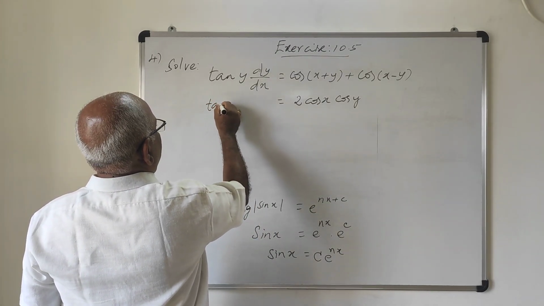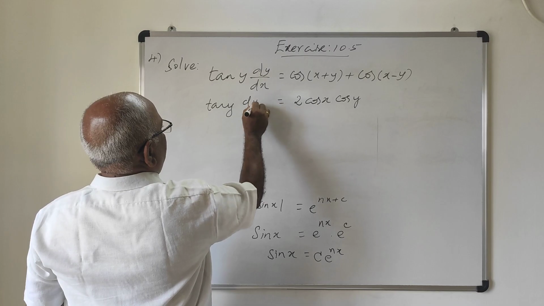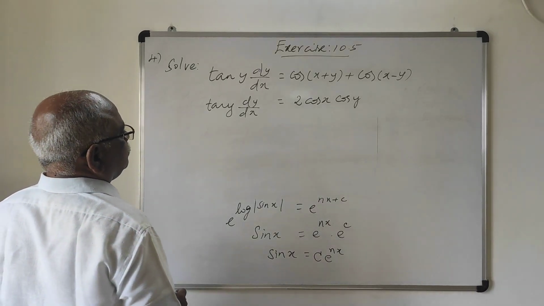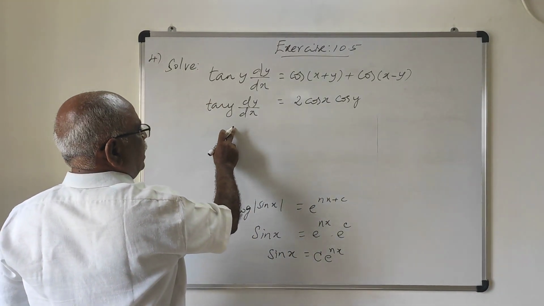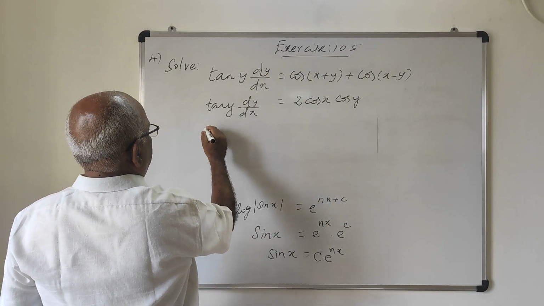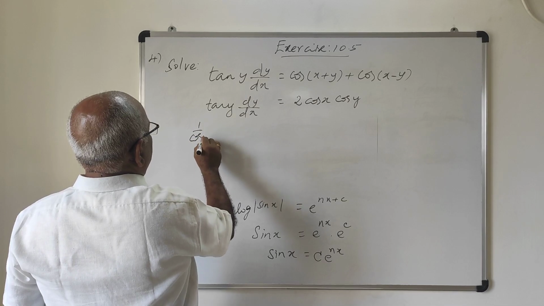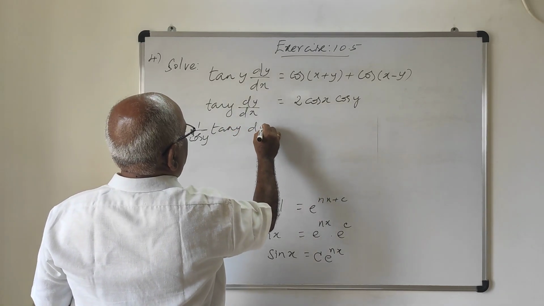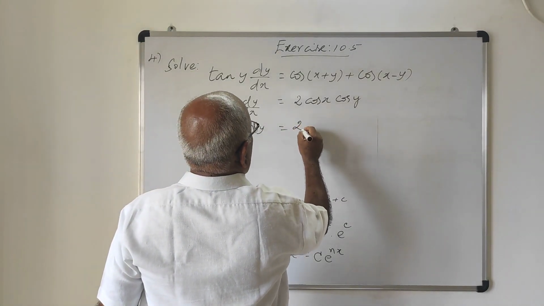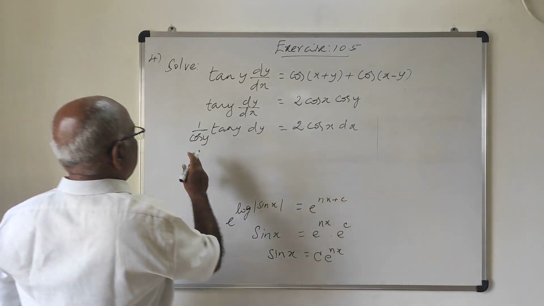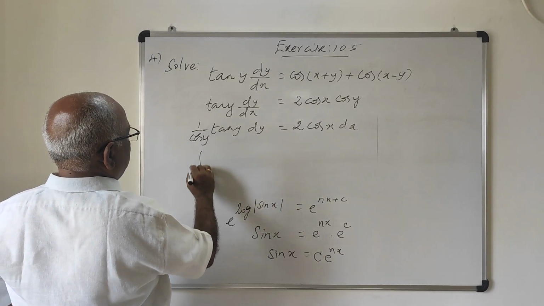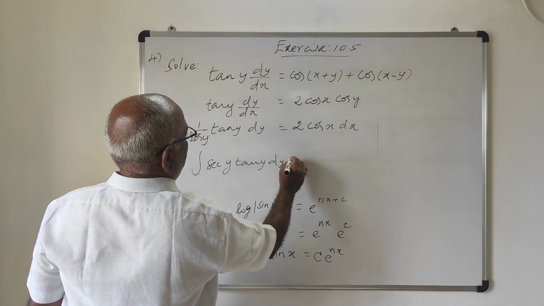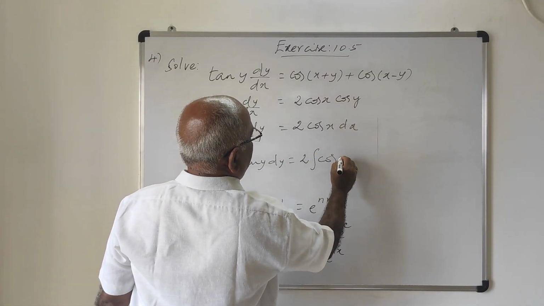And here, tan y dy by dx. Now you bring this cos y to the left hand side, it comes to the denominator, that is 1 by cos y into tan y dy equal to 2 cos x dx. You know 1 by cos y is secant y. So this is the integral of secant y tan y dy equal to 2 times the integral of cos x dx.